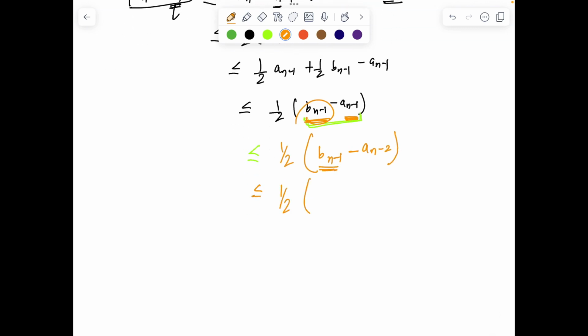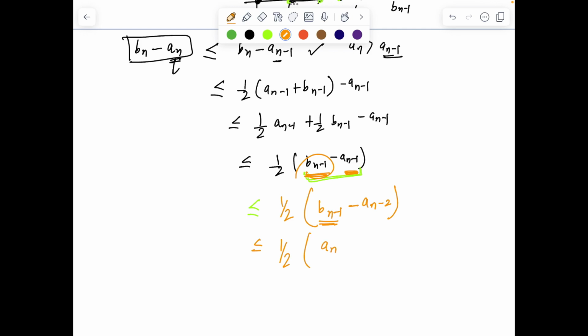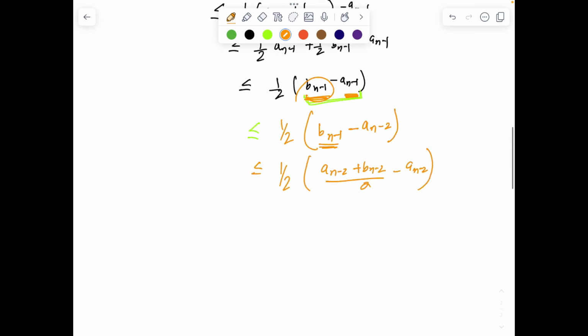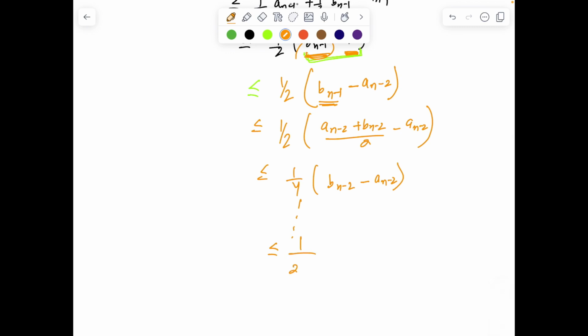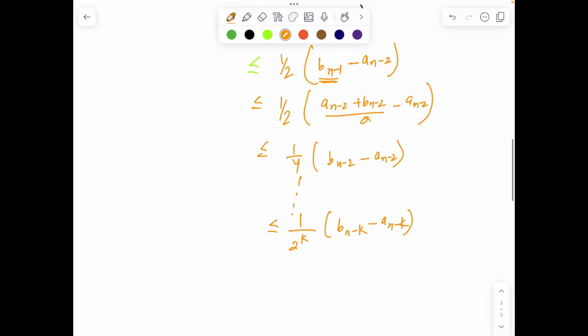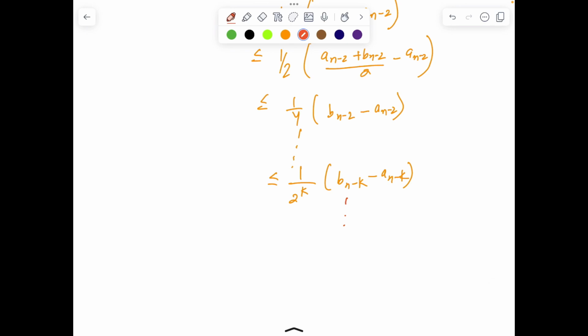And now again, with that recursion, b_{n-1} can be written as (a_{n-2} + b_{n-2})/2 minus a_{n-2}, which gives you 1/4 times (b_{n-2} minus a_{n-2}). And it's no wonder, you can keep on doing this, and we'll have 1/2^k times (b_{n-k} minus a_{n-k}). This is true for any k, as long as k is lying between 0 to n.